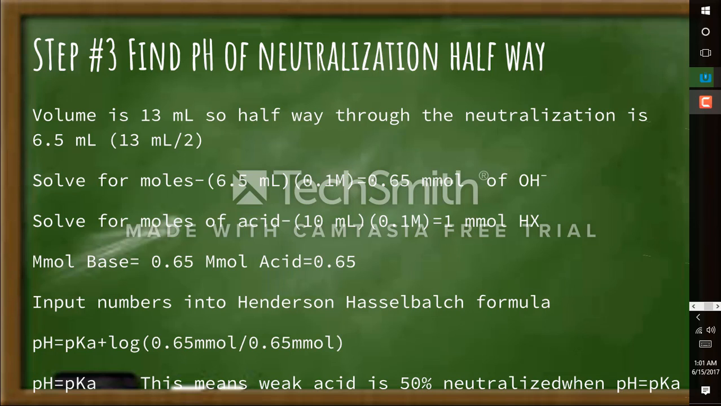Now that you have the millimoles of base and acid, you can input the numbers into the Henderson-Hasselbalch formula. By solving the formula, you find that pH equals pKa. This means that the weak acid is 50% neutralized when pH equals pKa.